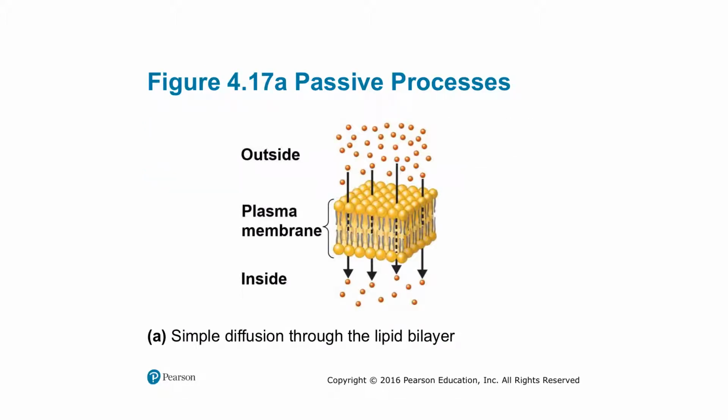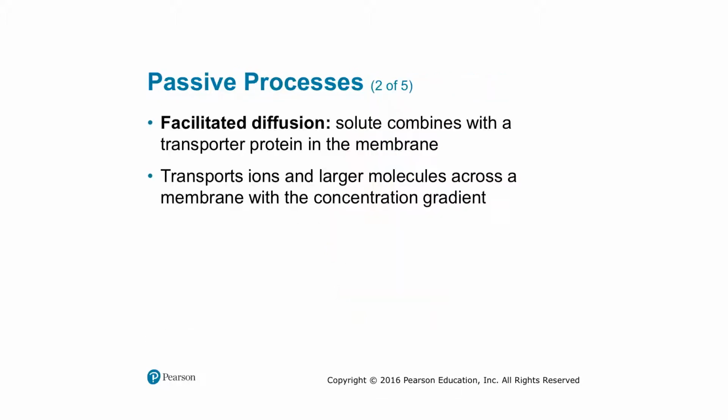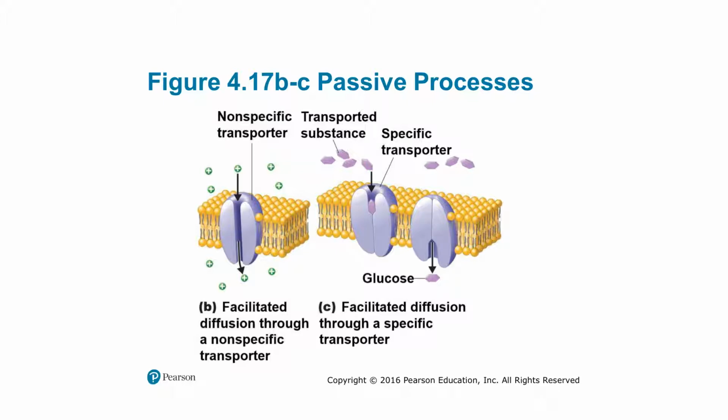So here you can see an example of that passive process. And so facilitated diffusion is also a passive process. A solute combines with a transporter protein in the membrane, and the transporter transports ions and larger molecules across the membrane with the concentration gradient. And so here you have these very specific transport proteins, and so this is going to be an example of facilitated diffusion.